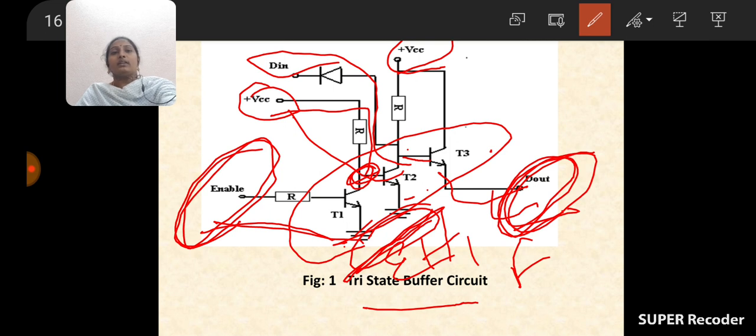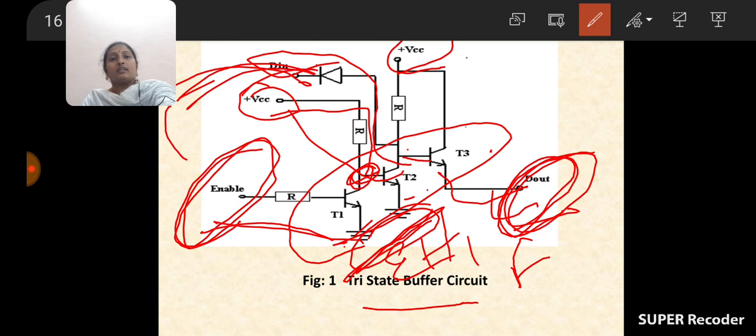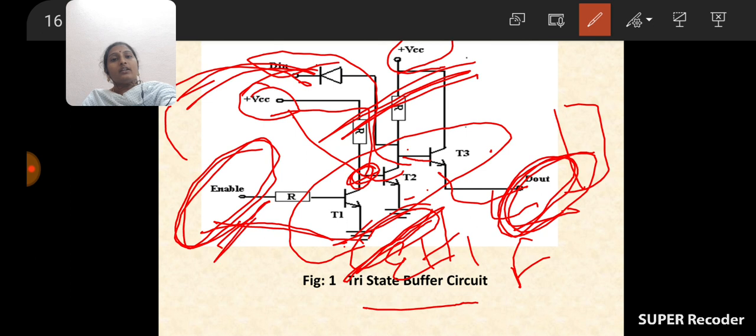So now you tell me, a buffer is used in between two stages. Now which terminal is connected to which device? D in is connected to the first device, and D out is connected to the second device, and VCC supply voltages are used to enable the buffer. By application of supply voltage and activating the enable signal, the output must be passed from one stage to the next stage.